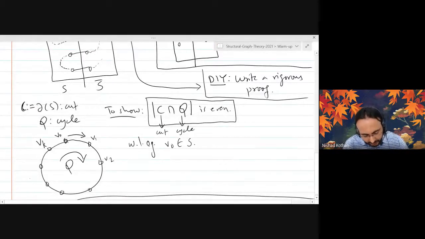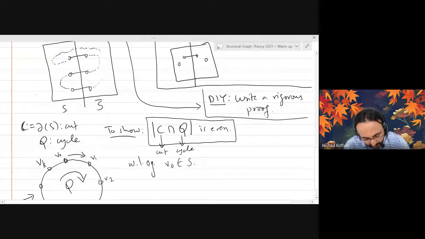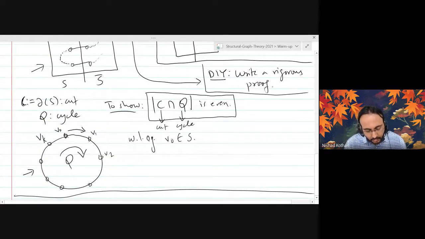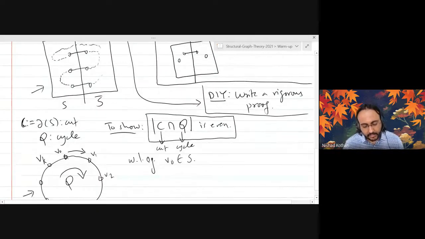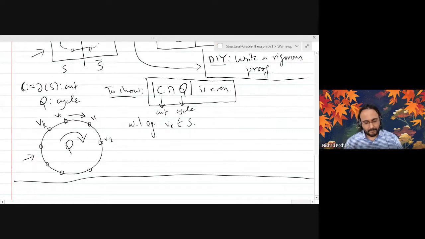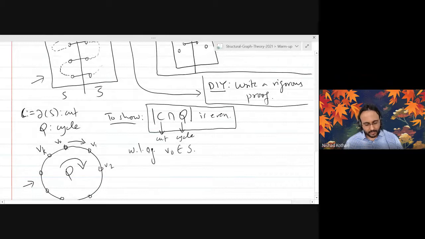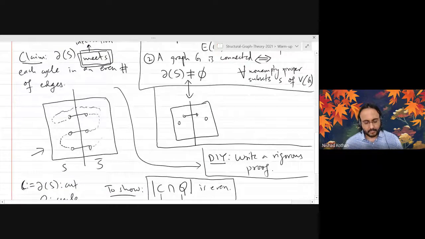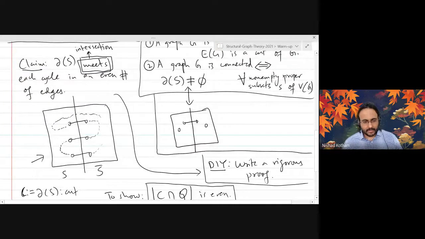So if this is your cycle Q and you have some cut in the graph that looks like this, I want you to show that the number of edges of Q that are in the cut is exactly an even number. Does that clarify your doubt?